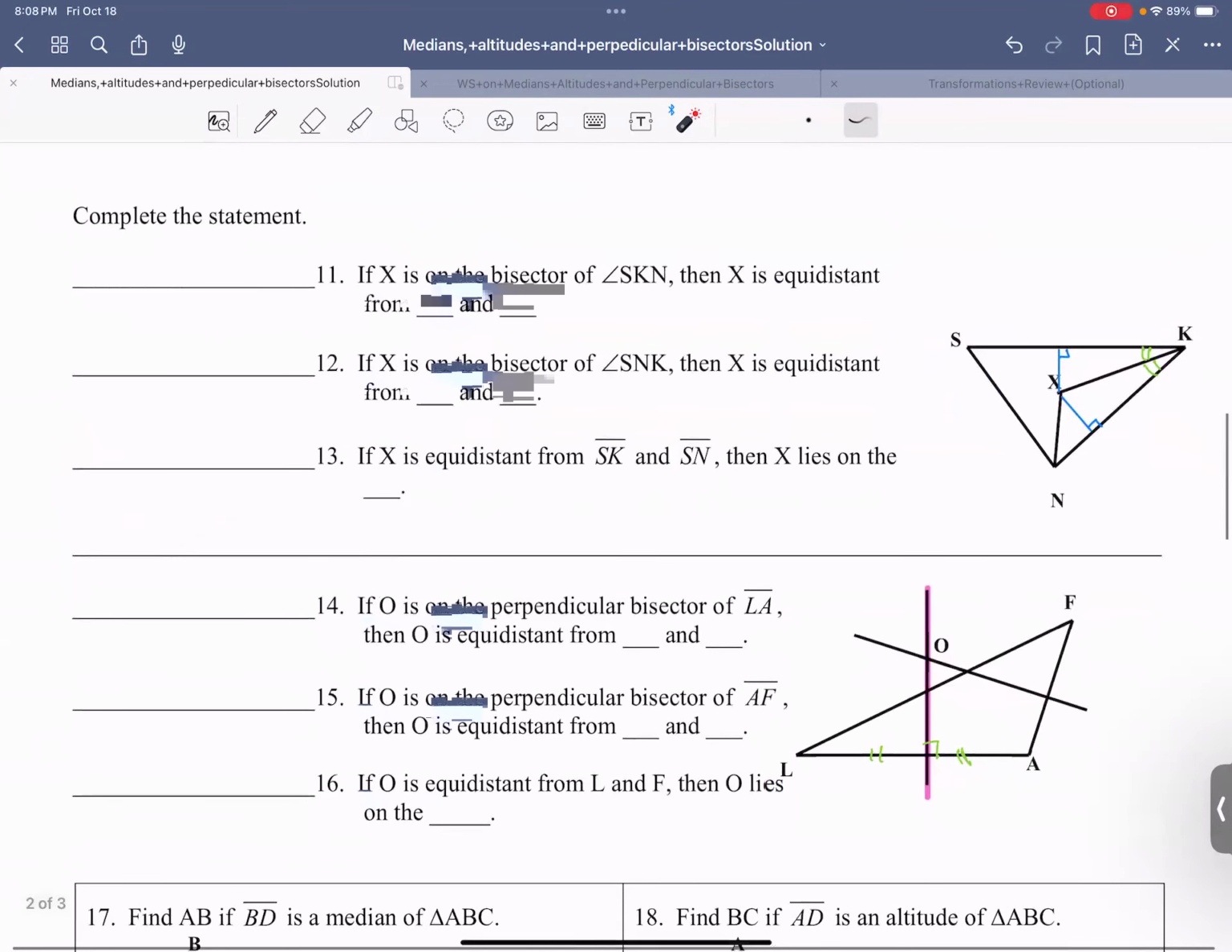Next one. Over here. Emma. X is on the bisector of angle SKN. X is on the bisector of SKN. Then X is an equal distance from who and who?